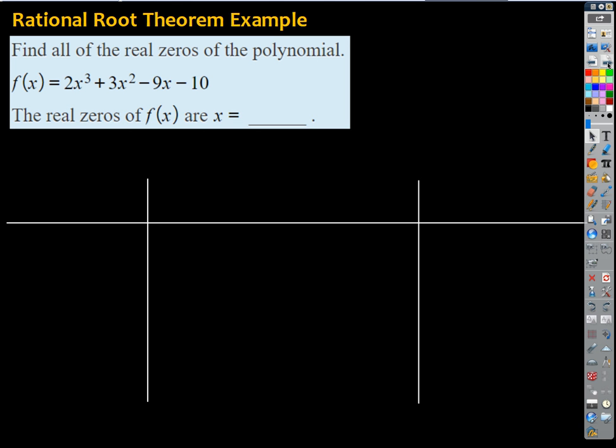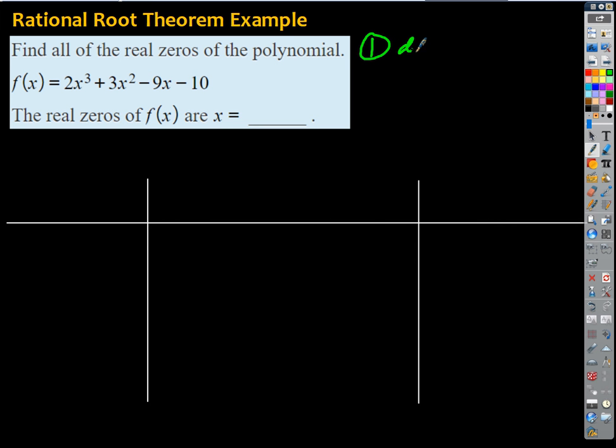The numerator has to be a factor of the constant, which is 10. Well, what are the factors of 10? 1, 2, 5, and 10. Okay? So then let's make a list. The way we're going to do this is we're just going to make a list of possible zeros, and we're going to try them all until we get one that works. Okay? That's it.